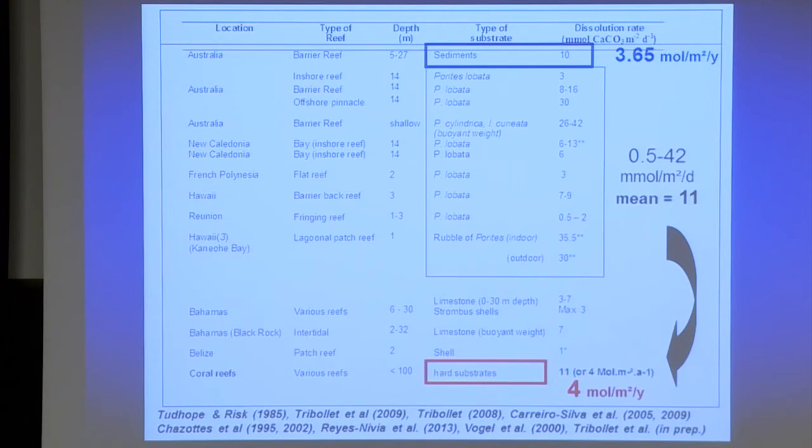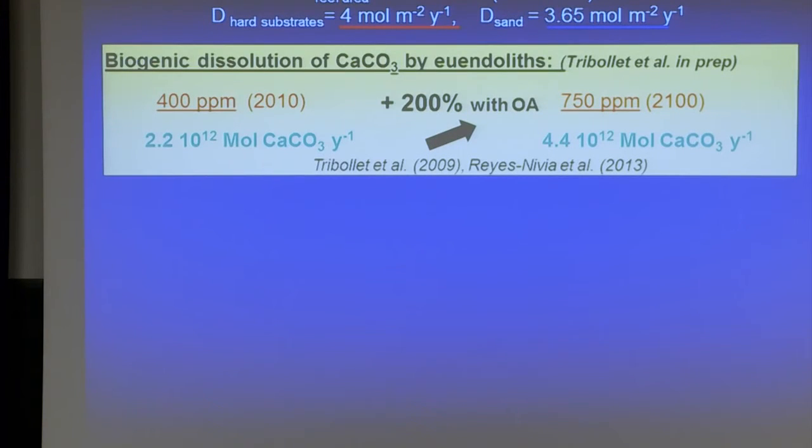But anyway, just remember the blue number and the red number. This blue rate of carbonate dissolution was found for reef sediment, and it's about 3.65 mole per square meter per year. And here is a table summarizing the rates found for hard substrates in coral reefs. That's a huge range going from 0.5 to 42 millimole per square meter per day. And that converts into 4 mole per square meter per year on average, and that's a conservative number. So let's go to the large scale.